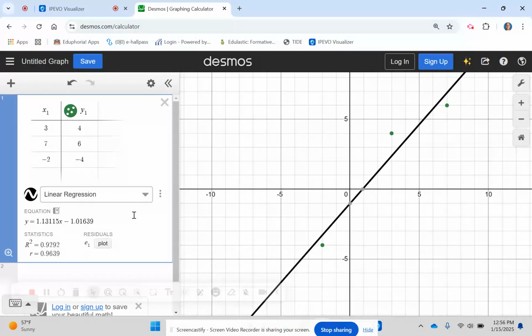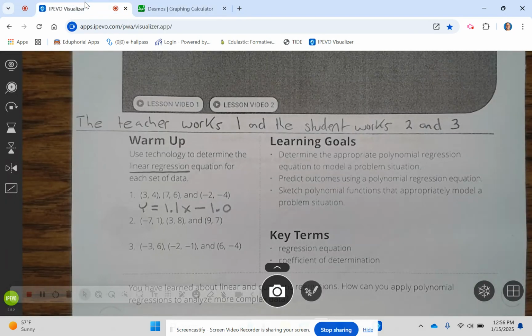So that's y equals 1.1x minus 1.0. Okay, go ahead and finish up number 1 and then answer 2 and 3 on your own. And let's take a look at the next page.